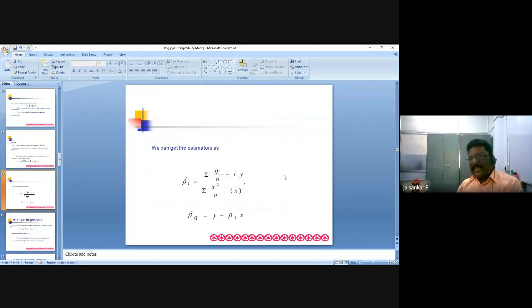If I give an example for regression, it will be very interesting. Sir will be giving the problems and you can solve them through R. That will be quite interesting.